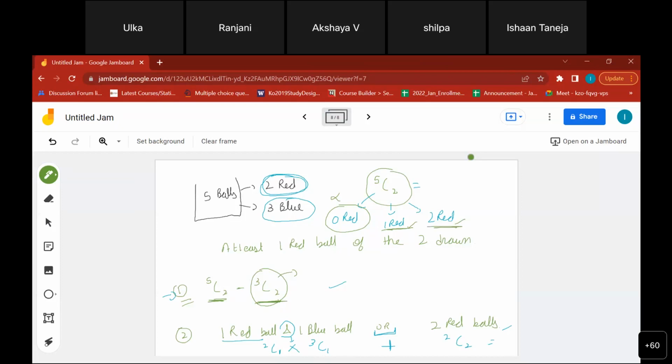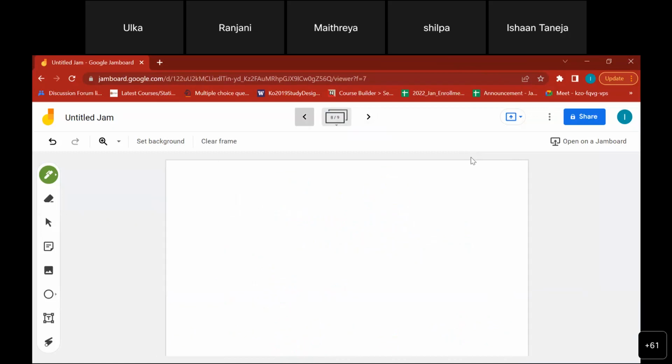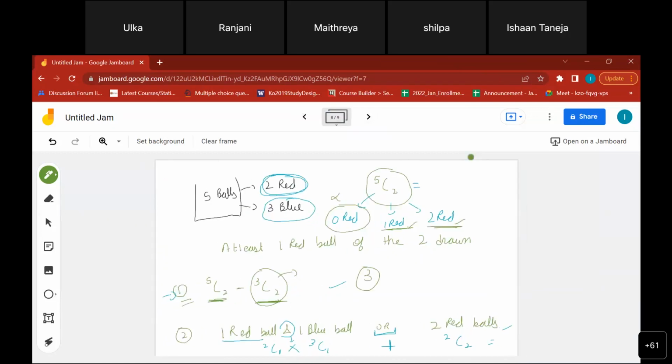Is it clear, everyone? Here, can't we do it like this? In the first case, we have chosen one red ball, and the remaining will be 4 balls: 3 blue and 1 red. Can't we do 4C1? Yes, that way also you can do. But he's trying to say another, third approach: I fix 1 red ball. 2C1. Okay, you are saying 2C1 into 4C1. This one, right? Yes.